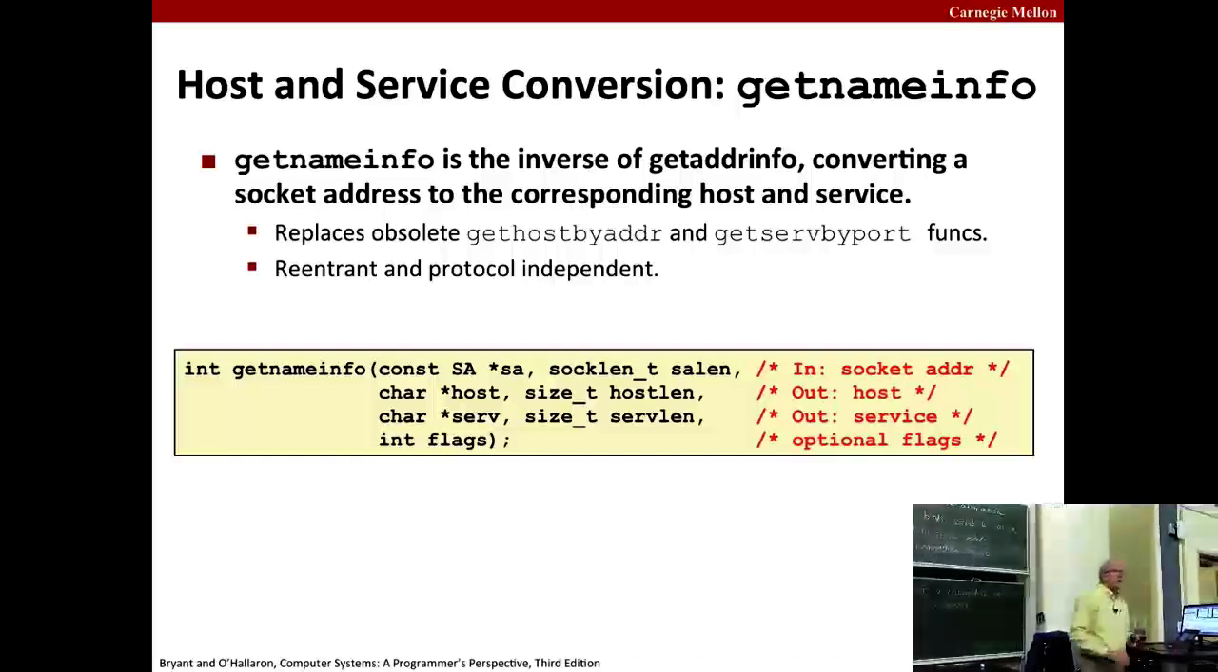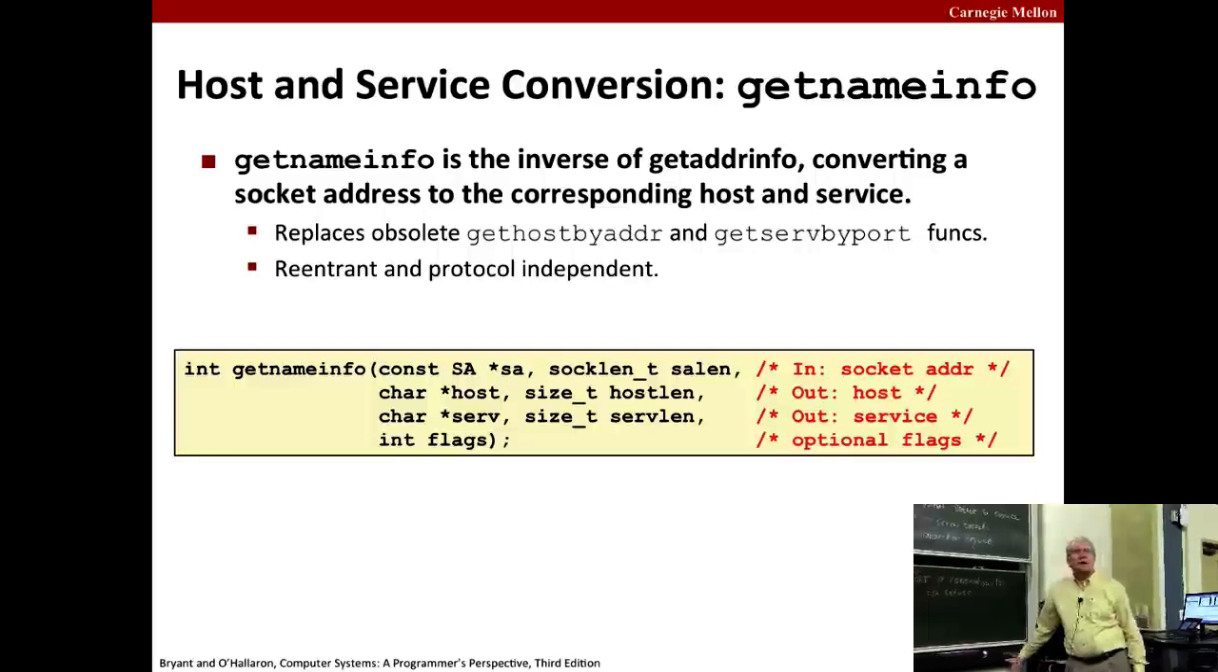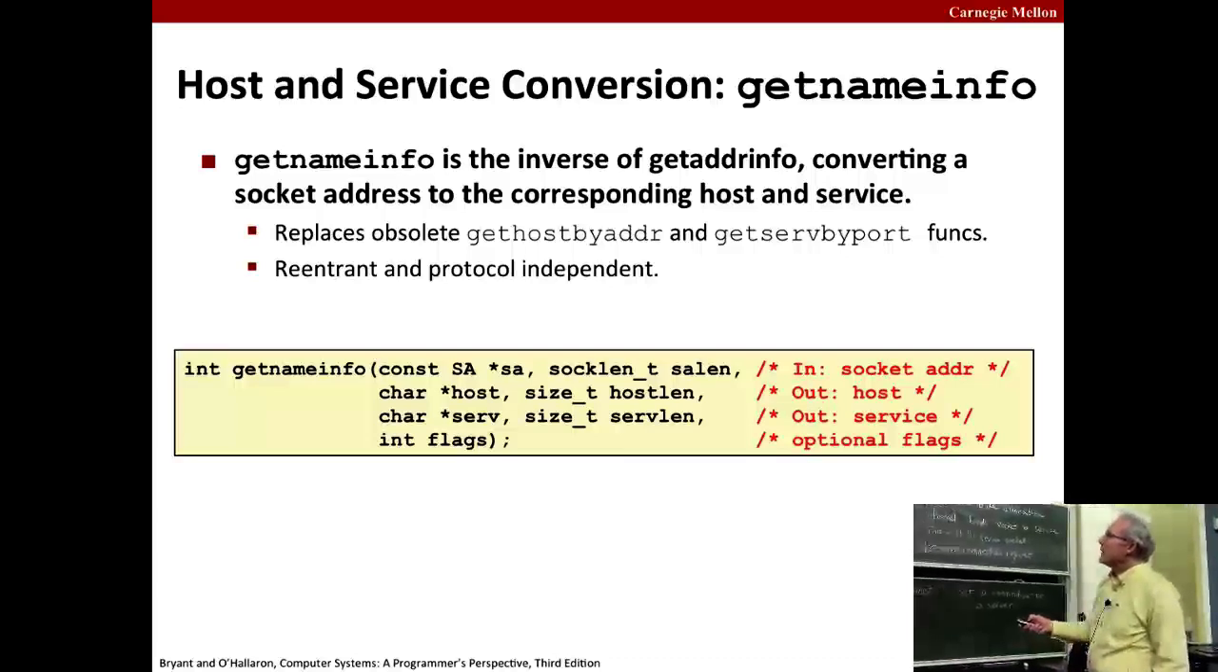And then there's another version called getNameInfo, which you use when you've got an IP address and you want to find what its domain name is. Remember that mapping is also potentially one-to-many. There can be multiple domain names associated with it. And so it has a similar general form. We'll just look right now at getAddrInfo.